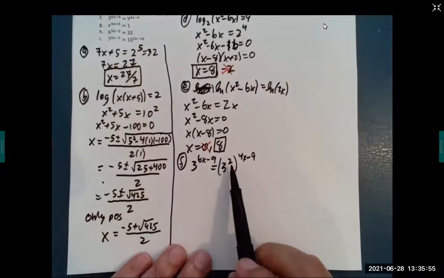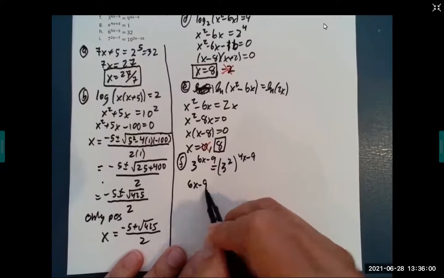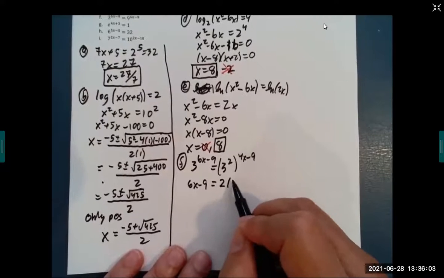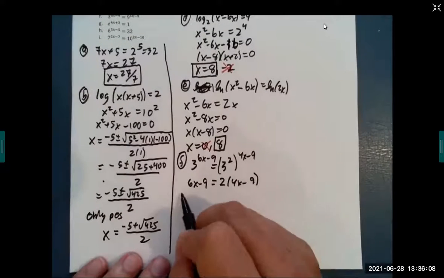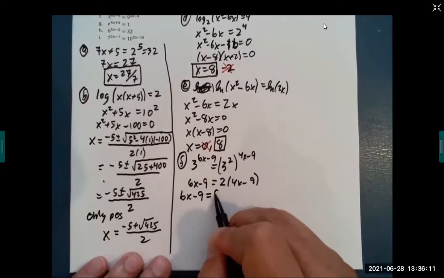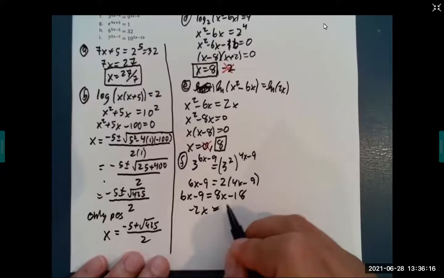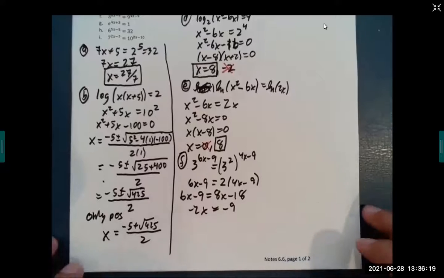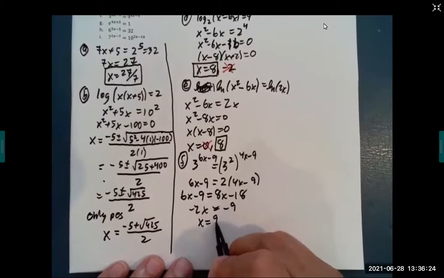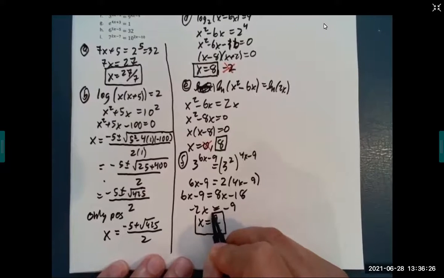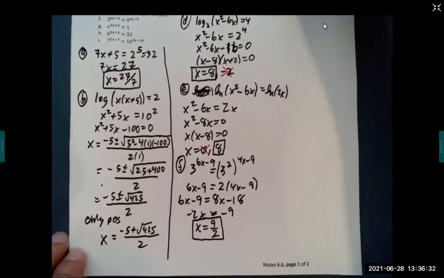And if you remember, when you have a power raised to a power, you multiply them. And you can see the bases are the same. This means that 6x minus 9 is the same as 2 times 4x minus 9. Now I'm going to distribute and solve. 2x becomes negative 9. So for F, we are getting 9/2. With exponential functions, we don't have to worry about negatives or positives and all that. Those domains have no boundaries.